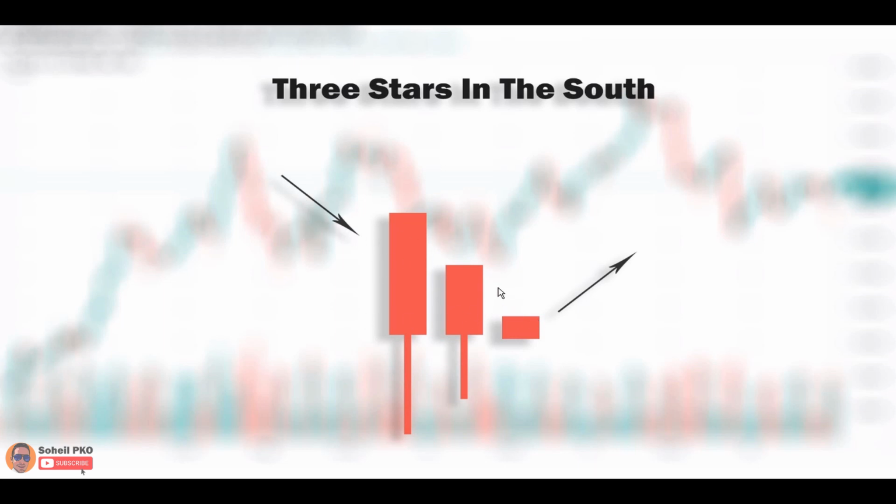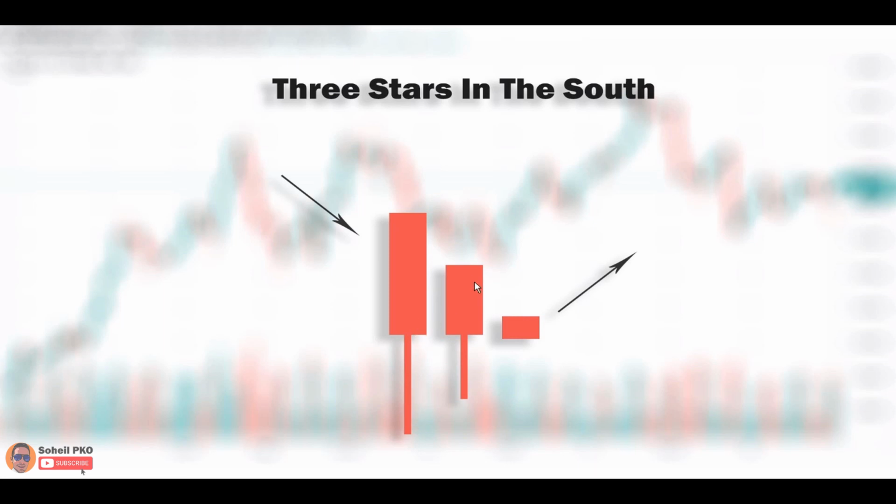The name may be a little bit misleading because here we don't have a small candle with a gap, which is named star in other patterns. The first candle is a medium to long red candle with no upper shadow or just a very small upper shadow and a long lower shadow, which shows that sellers are weakening.